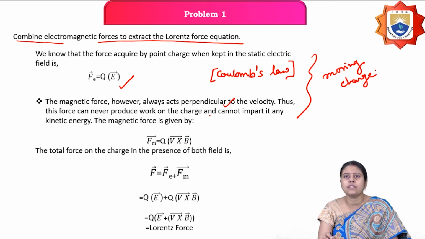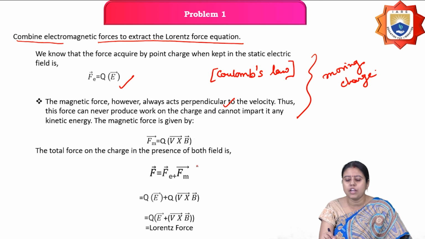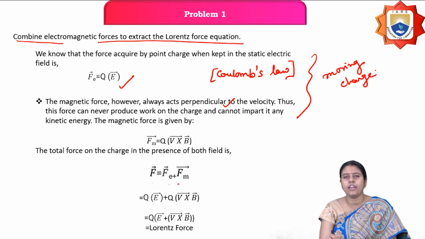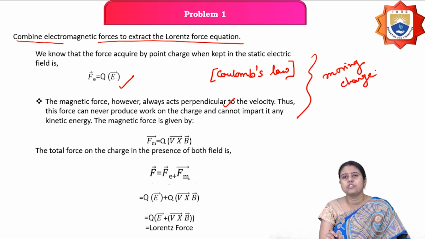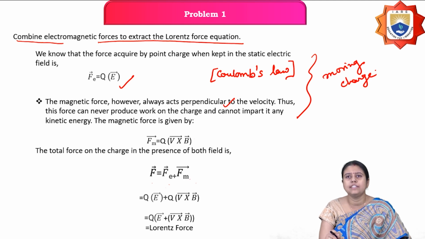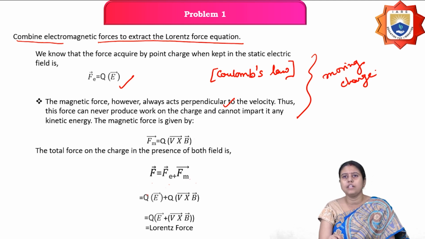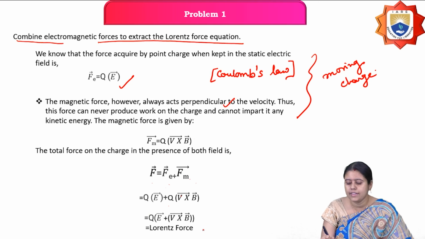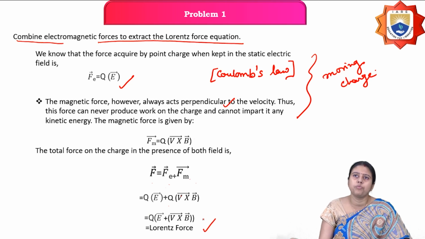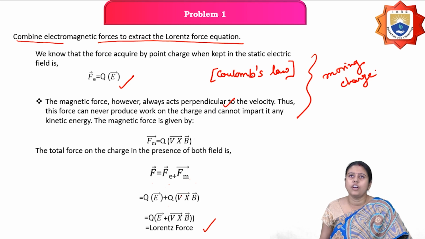What is the total force? The total force F is equal to Fe plus Fm. Fe is the electrostatic force, and Fm is the force due to the movable charge in a magnetic field. So the total force is equal to QE plus Q V cross B, that is F is equal to Q times E plus V cross B, and this force is known as the Lorentz force.